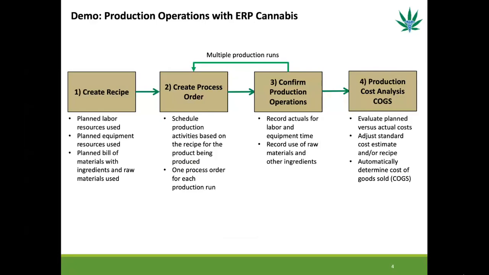And then, of course, automatically determine the cost of goods sold based upon all of the activity that has been posted for a particular process order, and then being able to report cost of goods sold on a company-wide basis as part of your financial reporting as well.